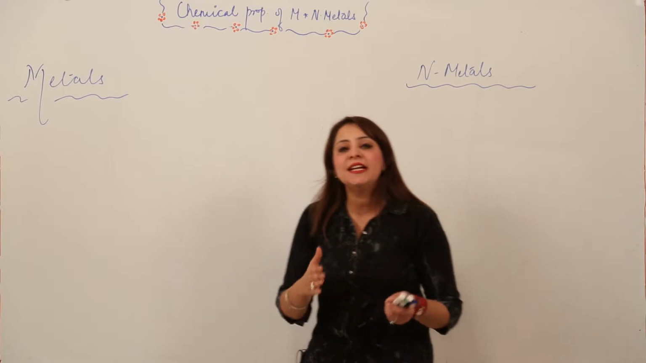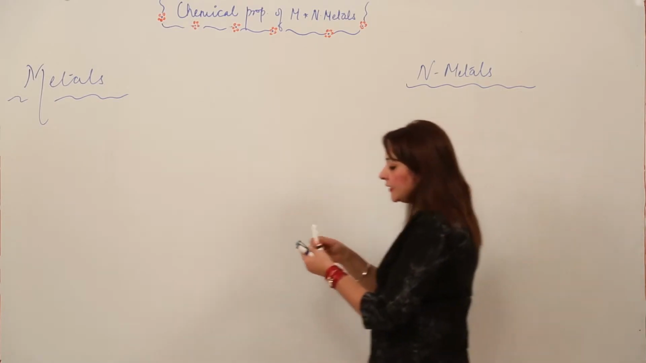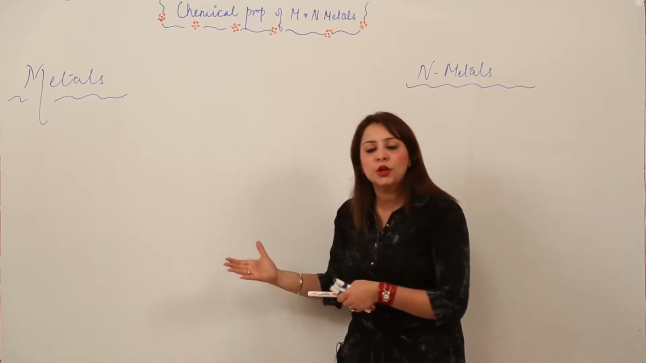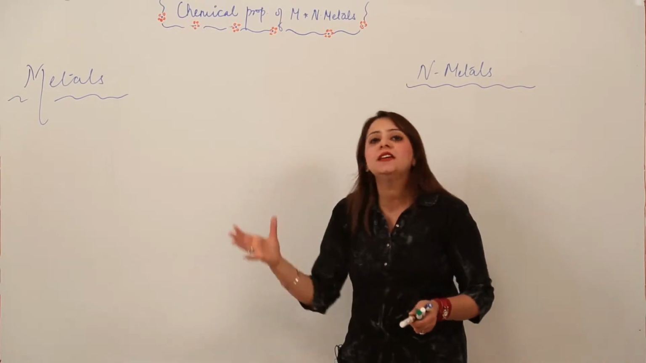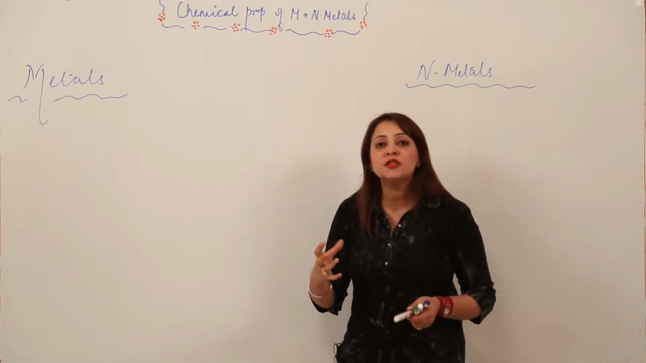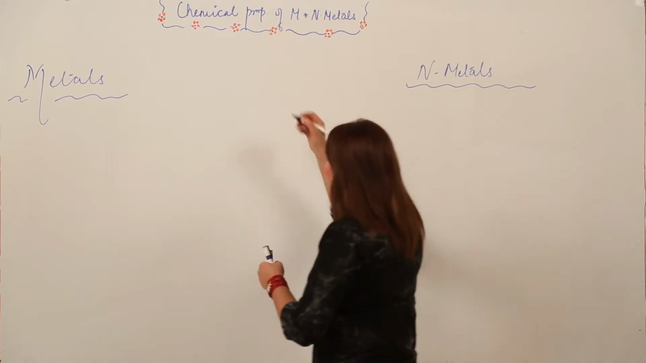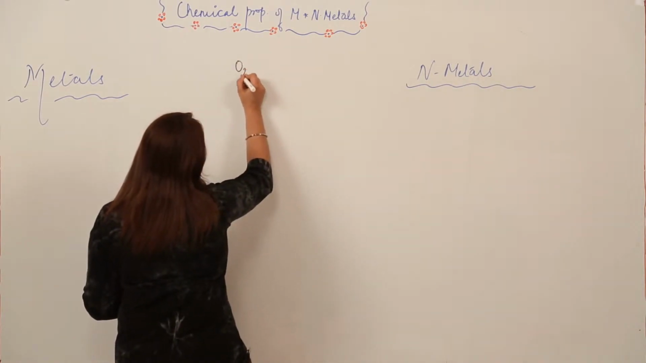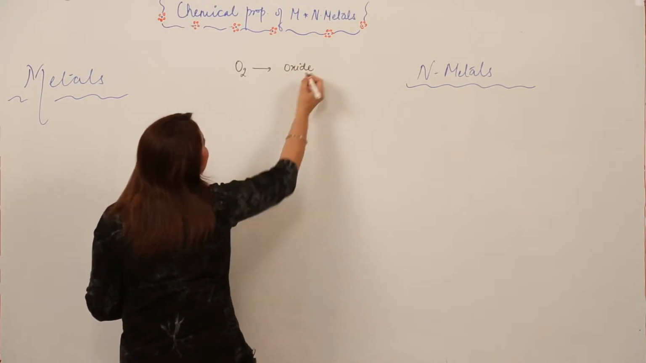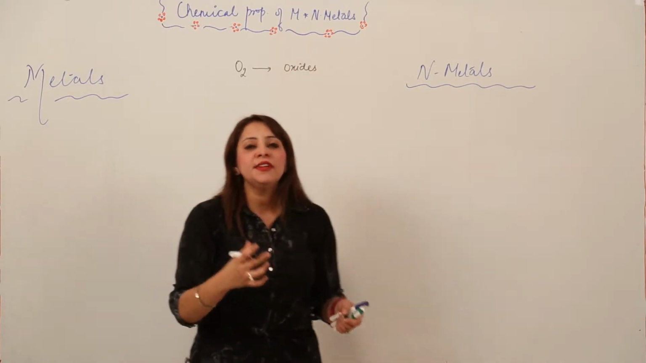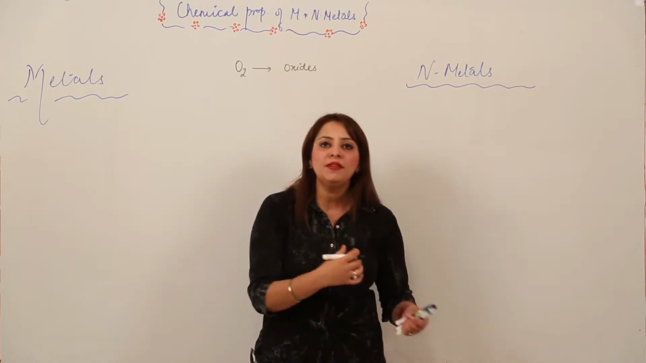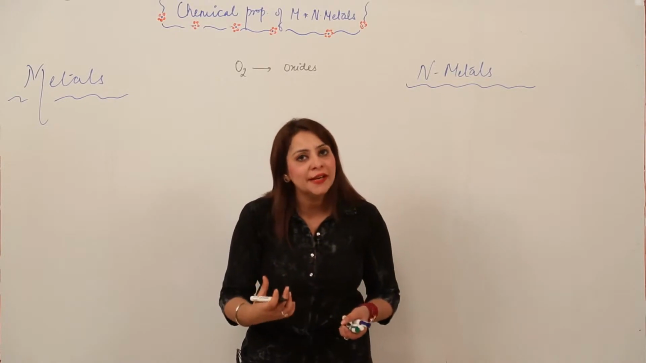So before we start, I'll tell you the basic thing to keep in mind before doing any chemical reaction, not just in the case of metals and non-metals, but in the whole of chemistry. Whenever something reacts with oxygen, it leads to the formation of the respective oxides. If we react metal with oxygen, we get metal oxide, and if we react non-metal with oxygen, we get non-metal oxide, right?